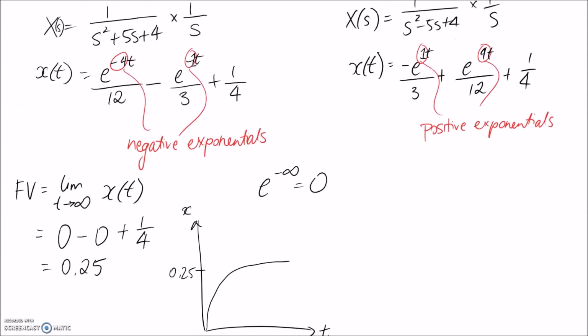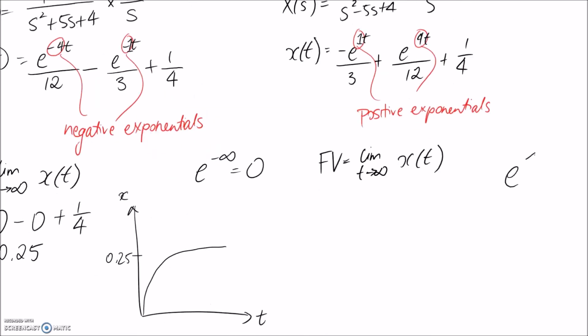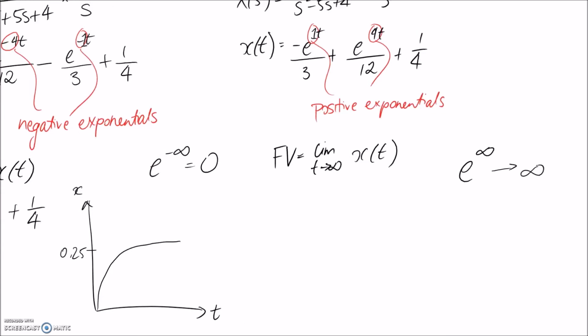Alright, so let's look again at what happens when we do this final value theorem stuff. Again, we're looking at the limit as t goes to infinity of our x as a function of time. If we substitute in infinity for t this time, it's negative at the front, but we've got e to the power of infinity. That is going to be a massive number. That's going to go to infinity. Same thing here, we've got e to the power of infinity again.